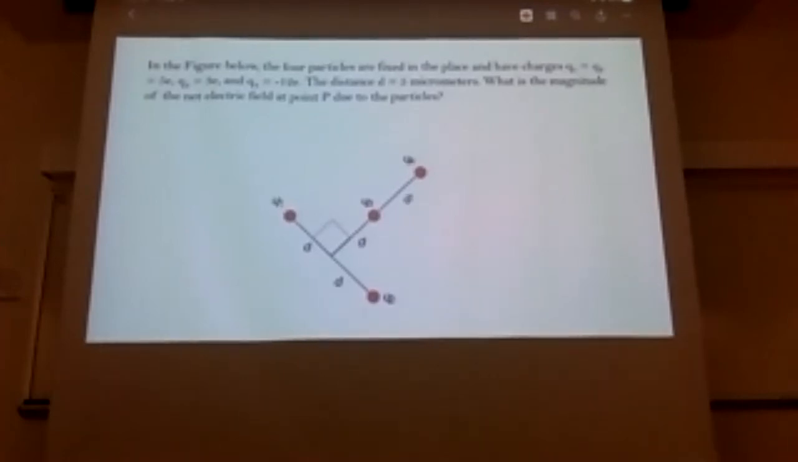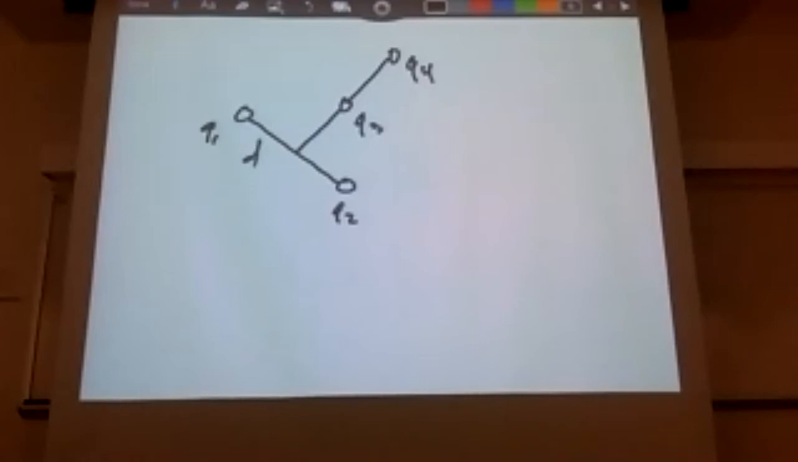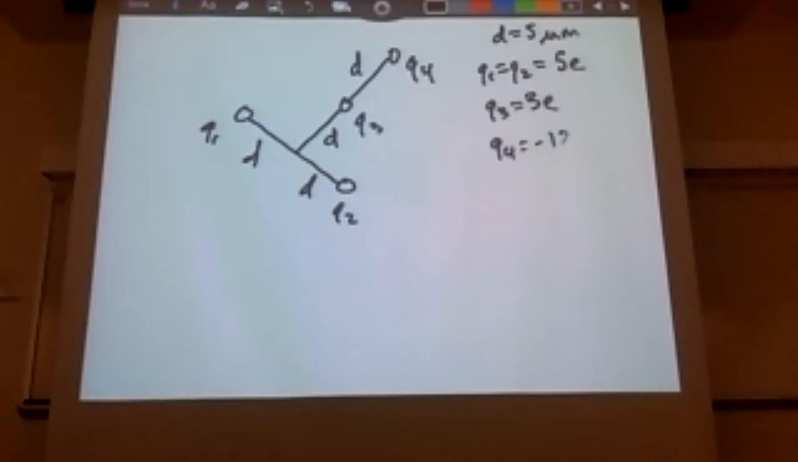Okay? So let's do this. Let me draw that picture. So I have charge here, here, so this is Q1, Q2, here, Q3, here, Q4, and I know this is distance D, D, D, and D, where D was equal to 5 micrometers, and then Q1 was equal to Q2, which was equal to 5E, Q3 was equal to 3E, and Q4 was equal to minus 12E. You get those right?